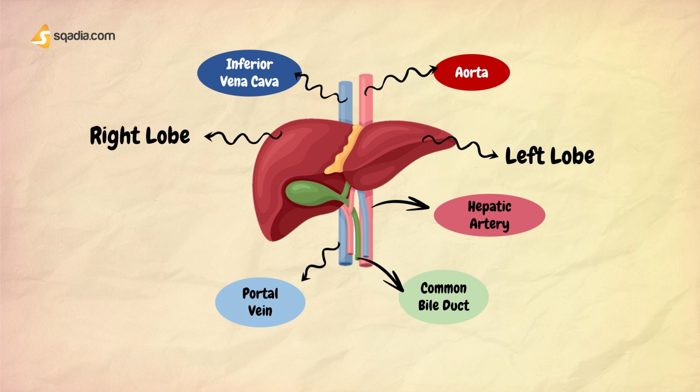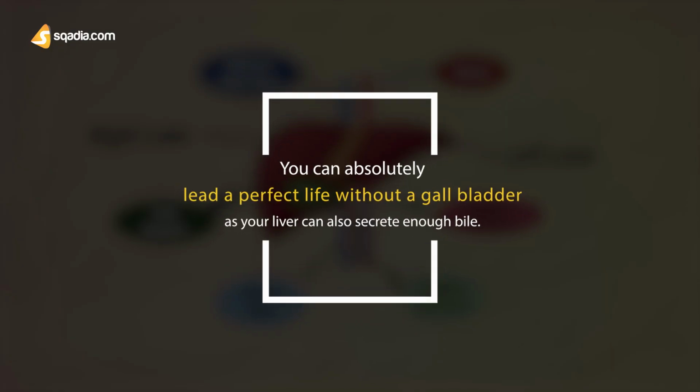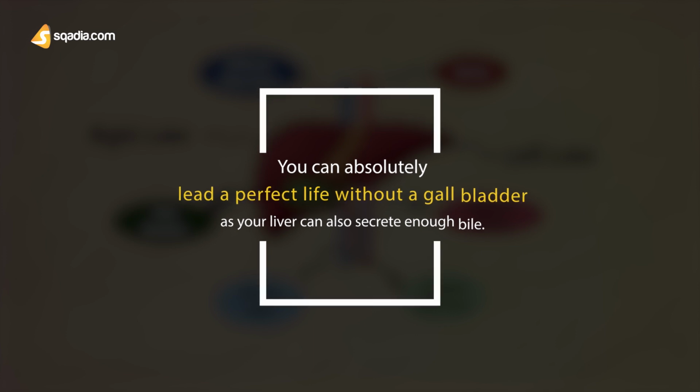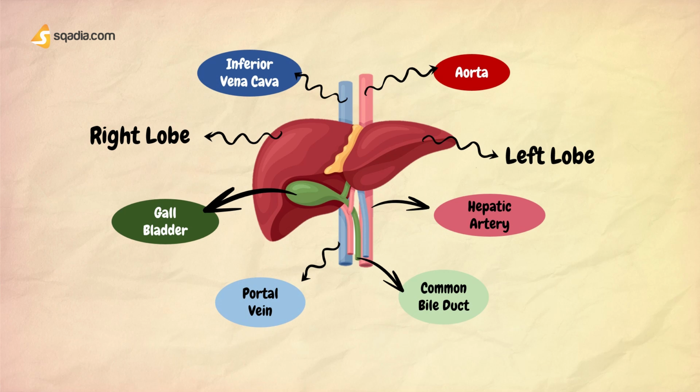Here you can see a pear-shaped organ. This is your gallbladder, which is attached to your liver. It is a small organ that stores and releases bile. Bile helps to digest the fatty acids in the small intestine. Fun fact: you can absolutely lead a perfect life without a gallbladder, as your liver can also secrete enough bile.